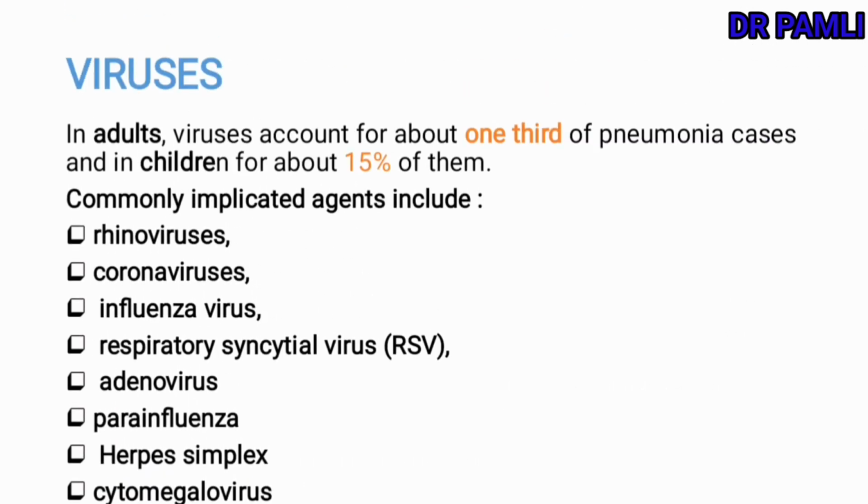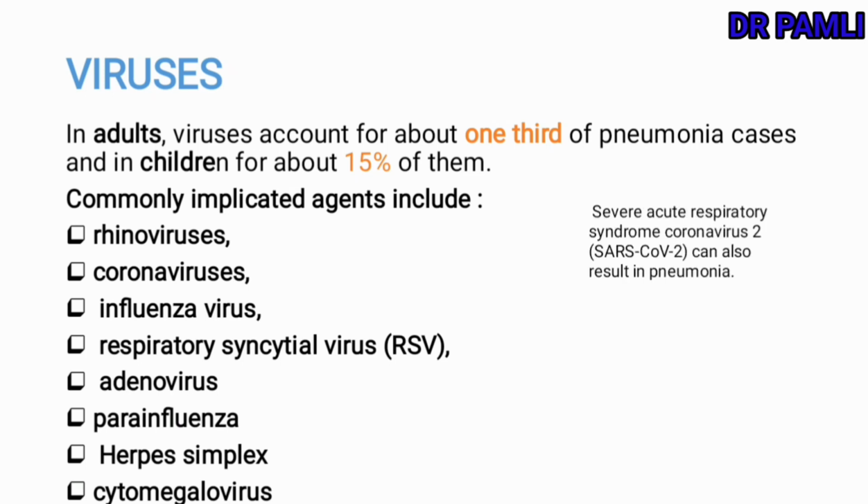Now, viruses also play an important role here, and we say that viruses account for about 1/3 of pneumonia cases, and in children for about 15% of them. Commonly implicated agents include rhinoviruses, coronaviruses, you've known corona now, influenza viruses, respiratory syncytial viruses, RSV, adenoviruses, parainfluenza viruses, herpes simplex viruses, and even CMV, cytomegalovirus.